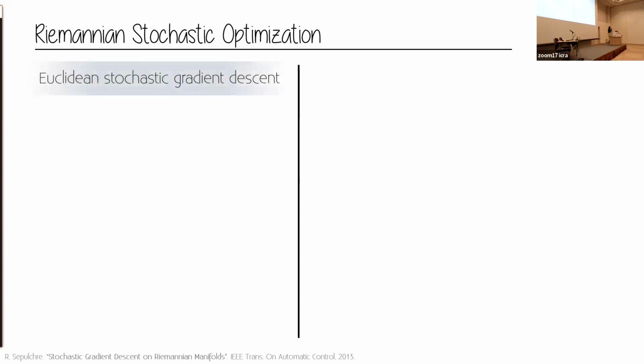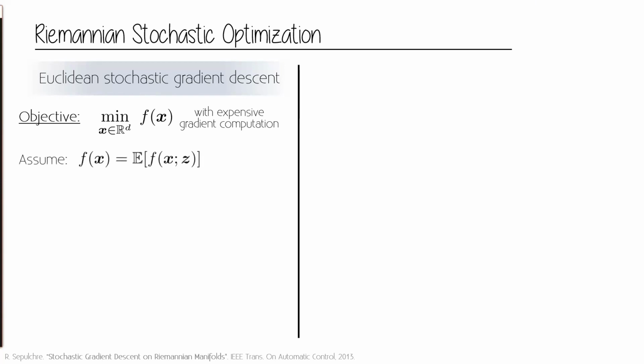So for the Euclidean stochastic gradient descent, as usual, we want to minimize a function f, which has an input on the Euclidean space. The point here is that we have a function f that has an expensive gradient computation. Typically in machine learning, you have a lot of data, and if you have to compute at each iteration step the gradient for all your data, it becomes very expensive. So usually what we do is that we actually compute the gradient only for a subset of those data. This is the principle of mini batches.